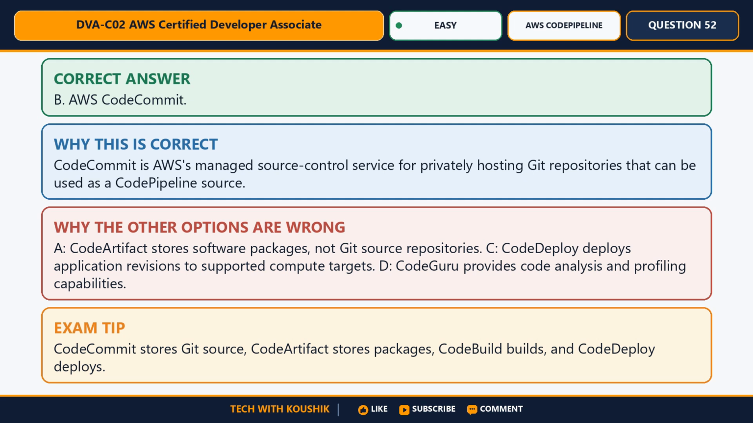A. CodeArtifact stores software packages, not Git source repositories. C. CodeDeploy deploys application revisions to supported compute targets. D. CodeGuru provides code analysis and profiling capabilities. Exam tip. CodeCommit stores Git source, CodeArtifact stores packages, CodeBuild builds, and CodeDeploy deploys.